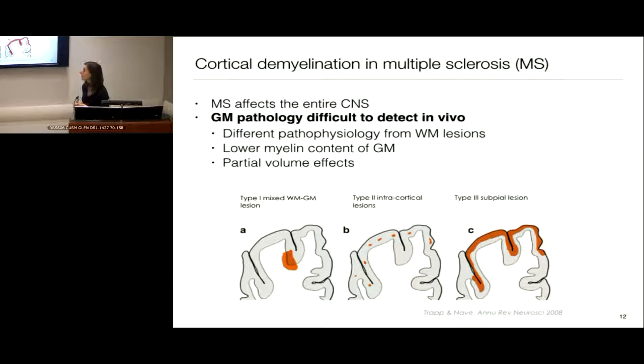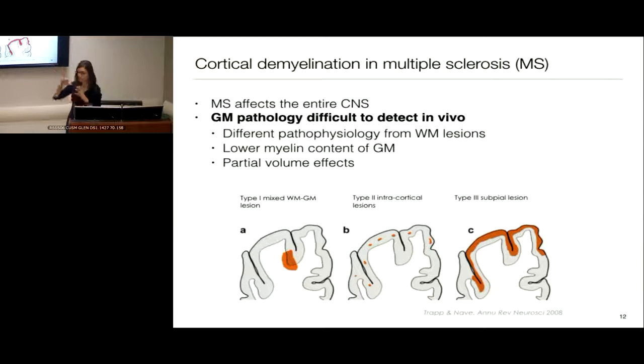Okay, and this is mainly due to the different pathophysiology of the gray matter lesions in comparison to the white matter lesions. So first of all, there's a much smaller inflammatory content in the gray matter lesions. The hallmark of gray matter lesions is demyelination, but the effect size is much smaller because you have less myelin to start with. They also remyelinate much more quickly, and so you have a smaller time span to detect them. And we also have the problem of just the geometry of the cortex.